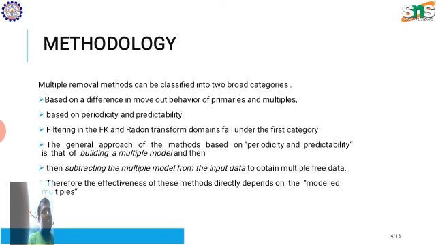The general approach of the methods based on predictability is that of building a multiple model and then subtracting the multiple model from the input data to obtain multiple free data. Therefore, the effectiveness of these methods directly depends on the model of multiples and the subtraction technique used. 3D SRME stands out as the most effective method for better handling of surface related multiples in comparison to other methods.